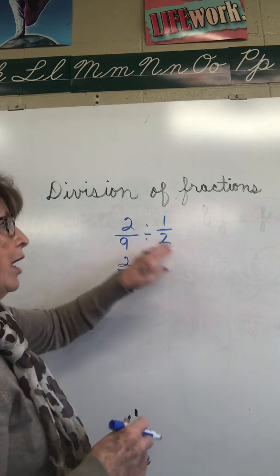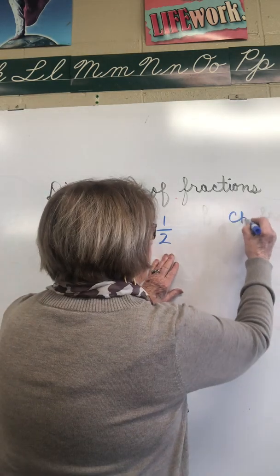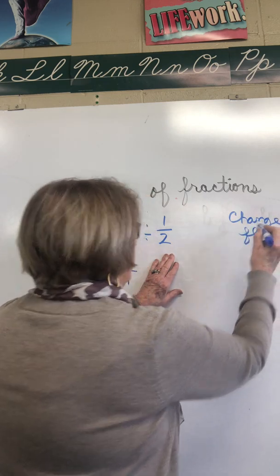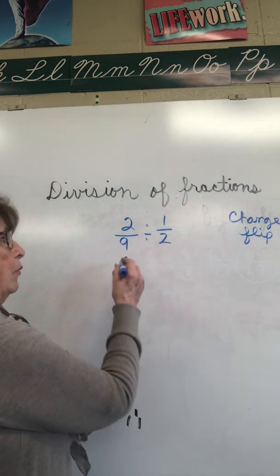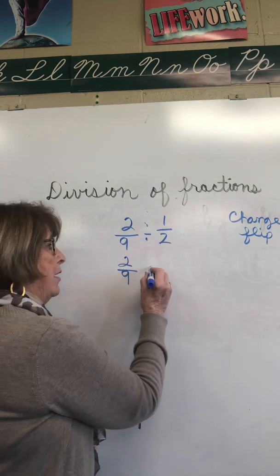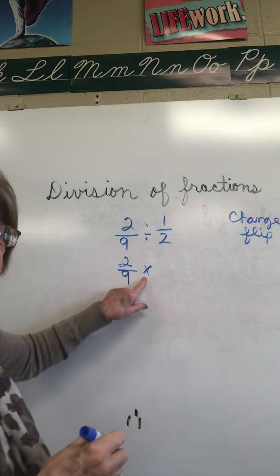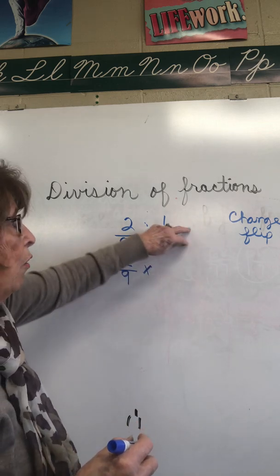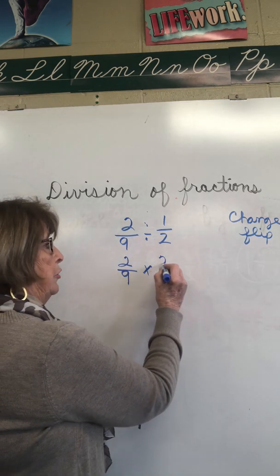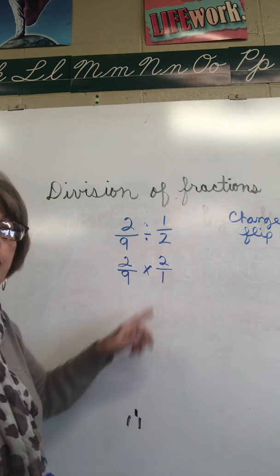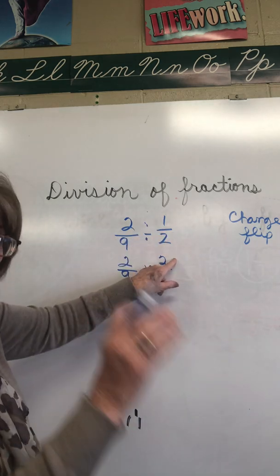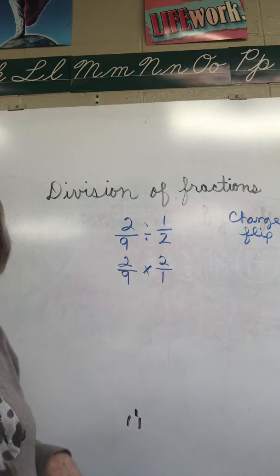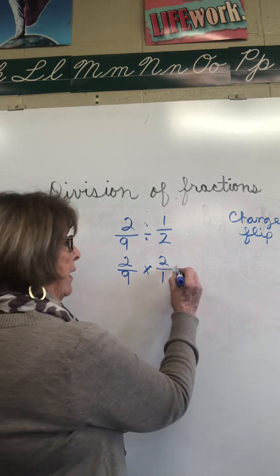Remember, we change and flip. Those are our words. We change our sign and then we flip or write the reciprocal of this divisor. So I would say 2/9. I change the sign to a multiplication. Once I change that sign to a multiplication, I write the reciprocal or flip that number. So it would be 2/1. I have written the reciprocal of 1/2, which is just flipping it, writing it 2/1. I see if anything will cancel, which it will not. So I multiply as usual.